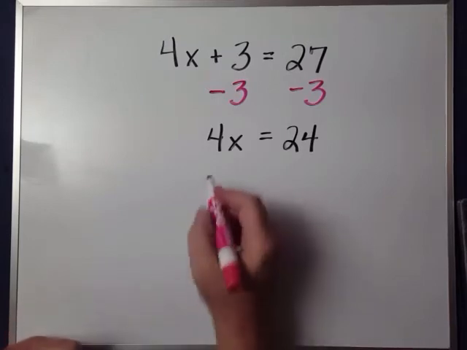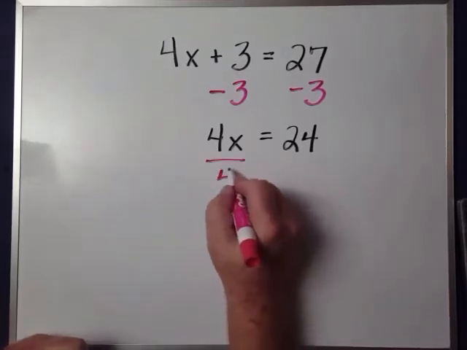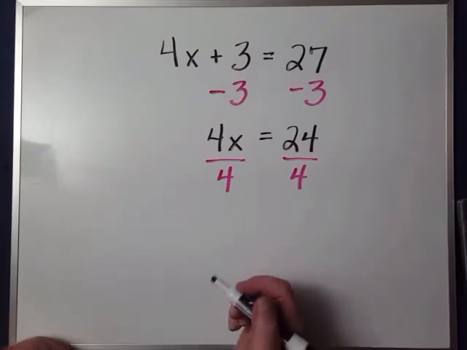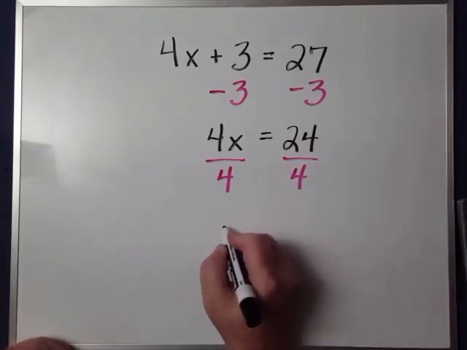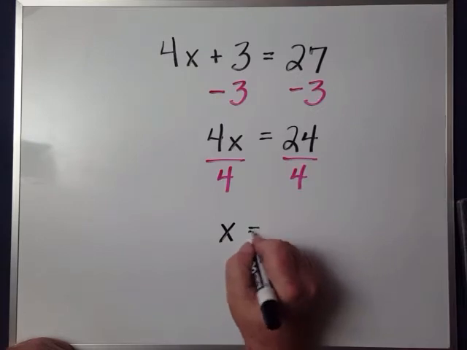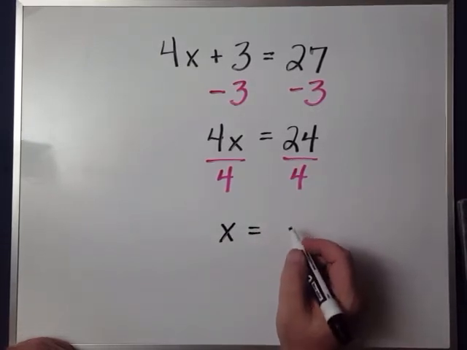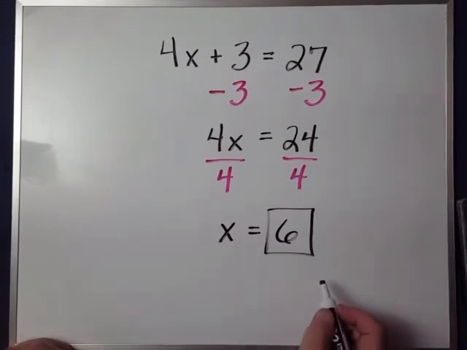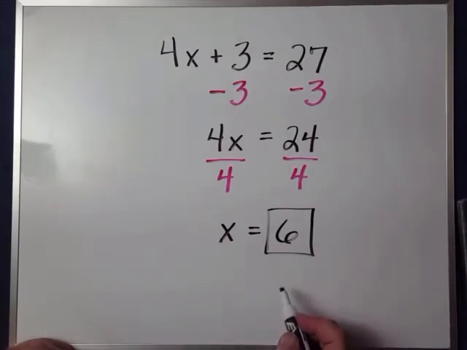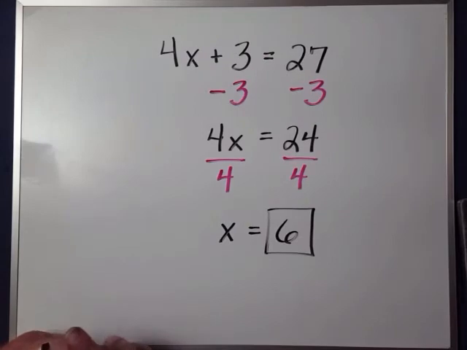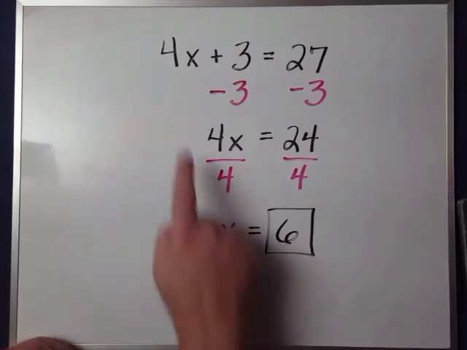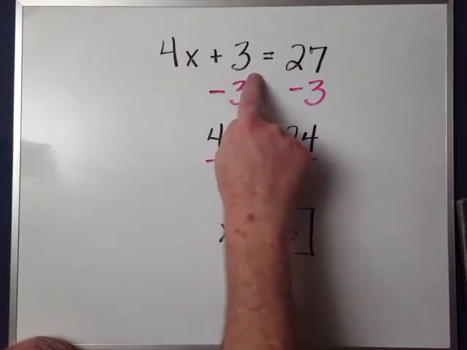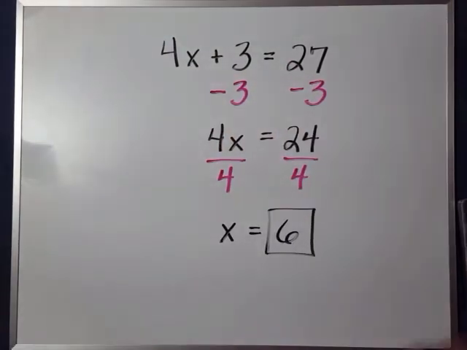Finally, to get x by itself, the x is being multiplied by 4, so we'll divide both sides by 4. The 4's cancel on the left to leave x, which is what we're after. On the right, 24 divided by 4 is 6. This one's not tough to check. Plug 6 back in. I think we can do this mentally. 4 times 6 is 24, plus 3 is 27. That checks.